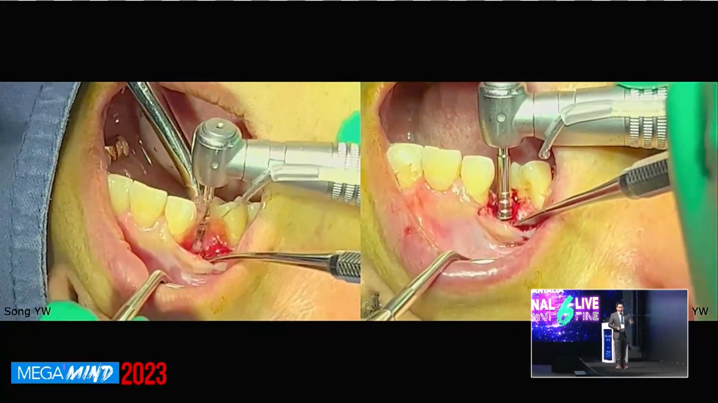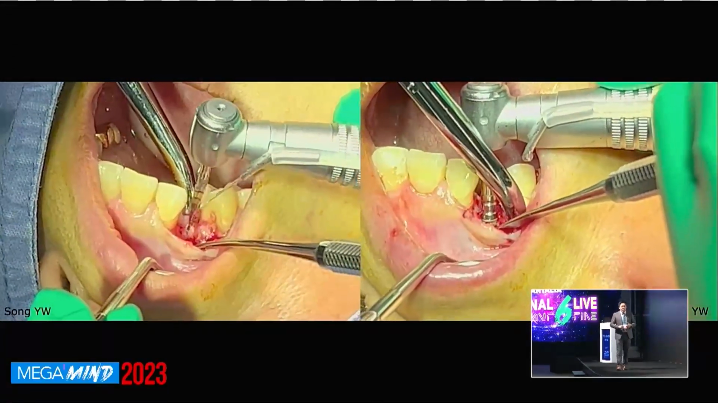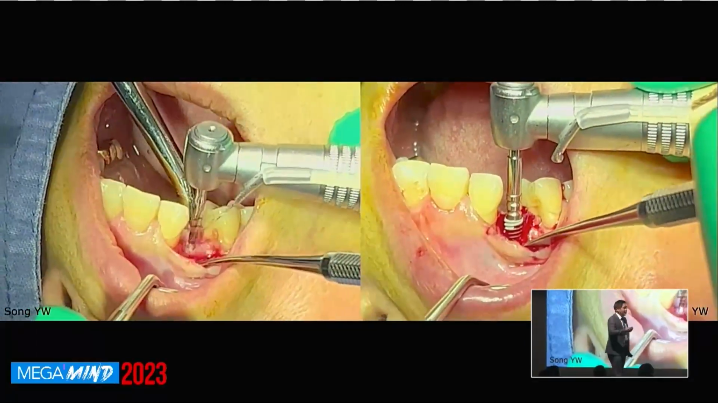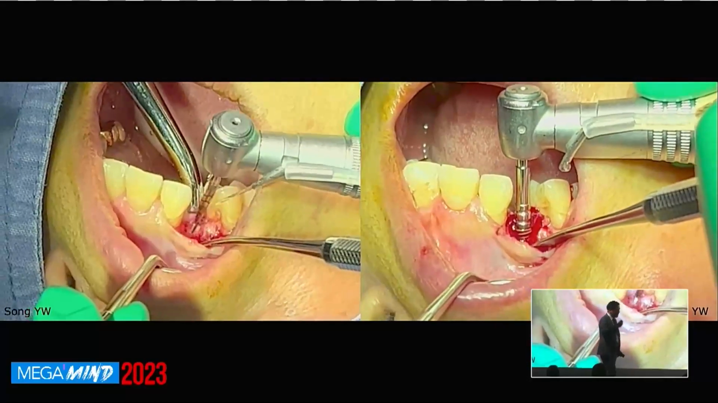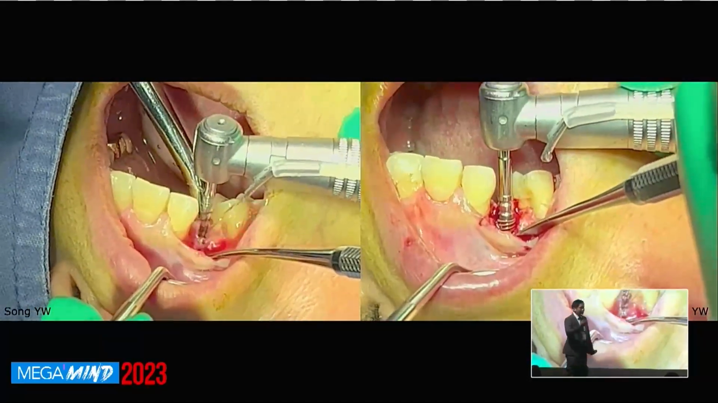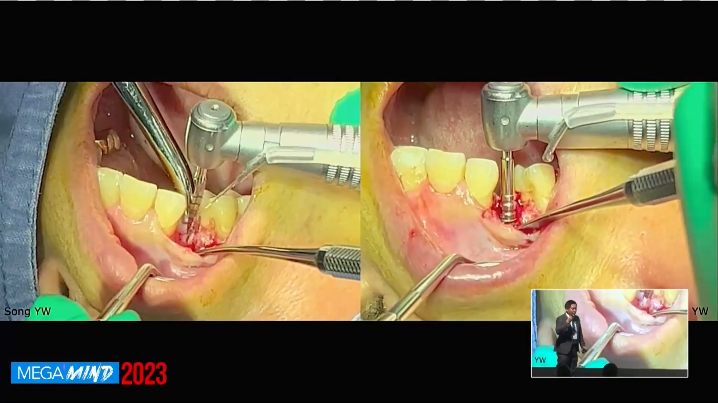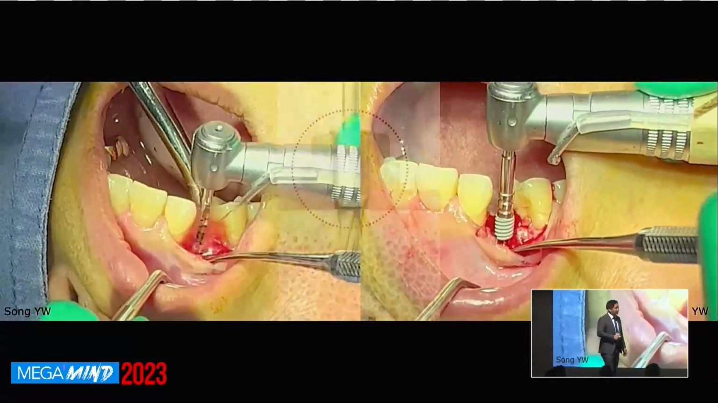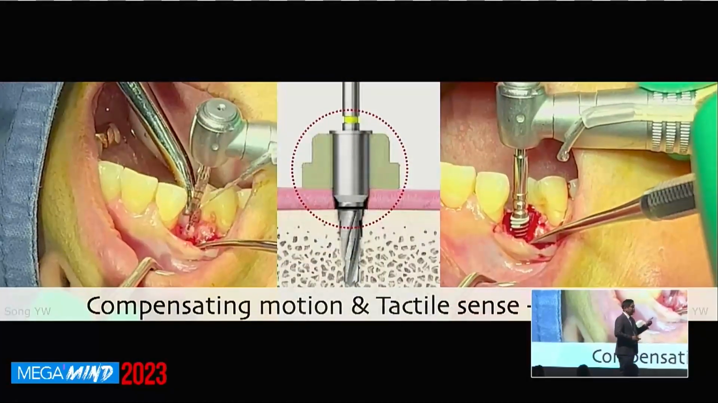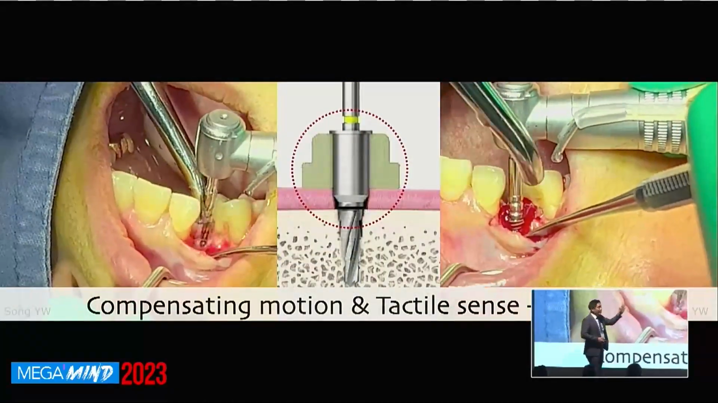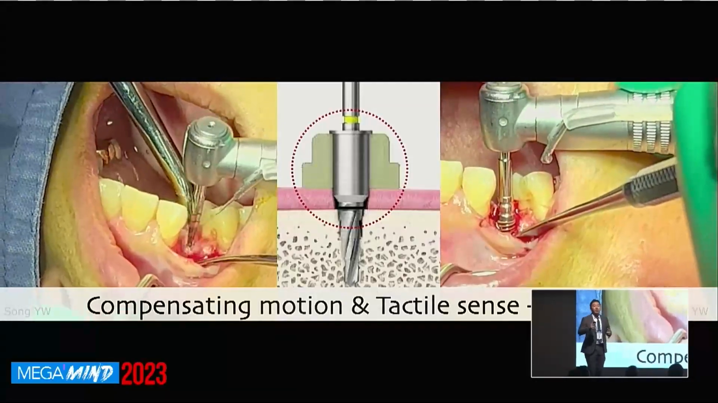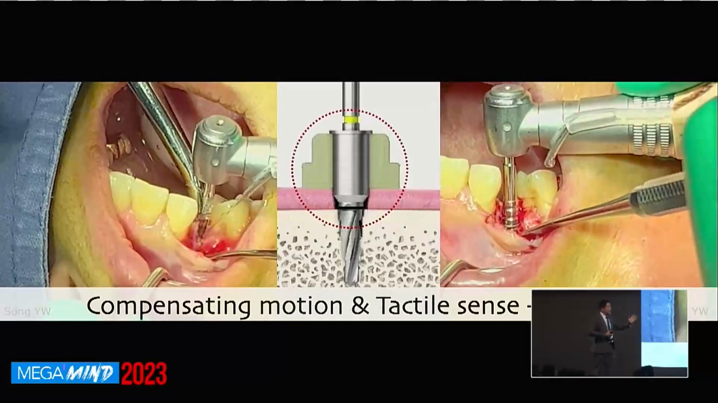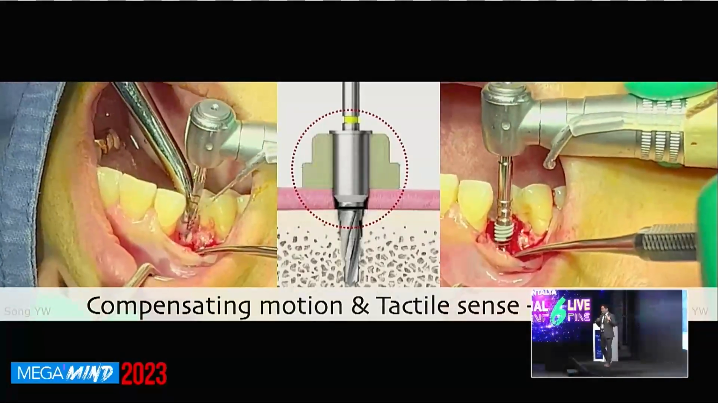And not only do we make these motions, we can also have tactile sense during the surgery. We can feel how the fixture is getting into the osteotomy site, and if we feel something wrong, we can fix the path and the position. However, when we fully depend on the surgical guide, the interface between the surgical stand and the drill, or between the surgical stand and the fixture mount, blocks the compensating motion and tactile sense that we can have.